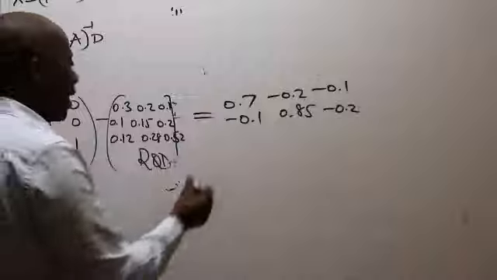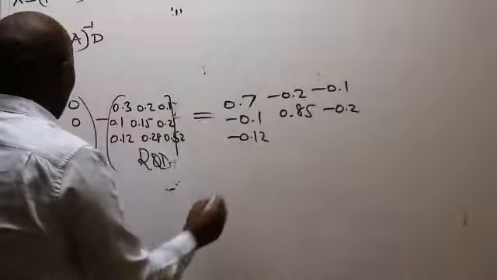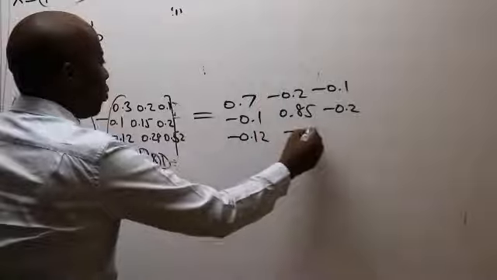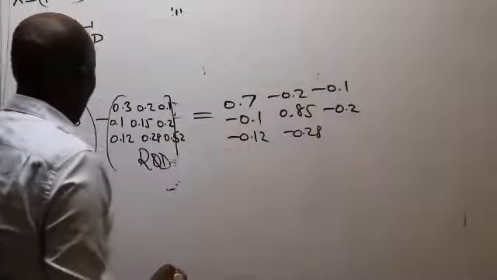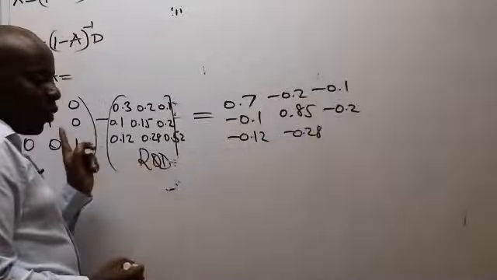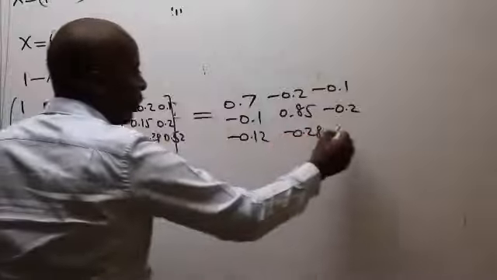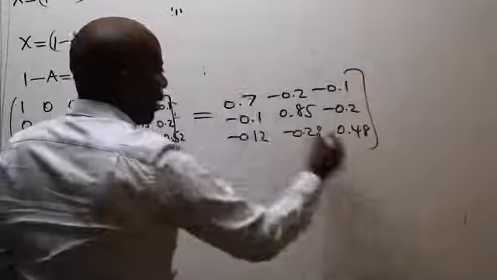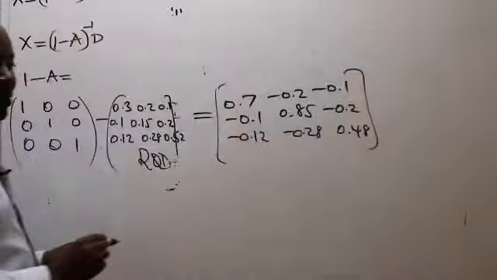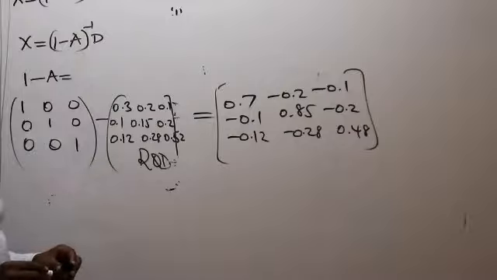And then we come here, we have minus 0.12, we have minus 0.28, and then the last one will be 1 minus 0.52, which gives me 0.48, like that.